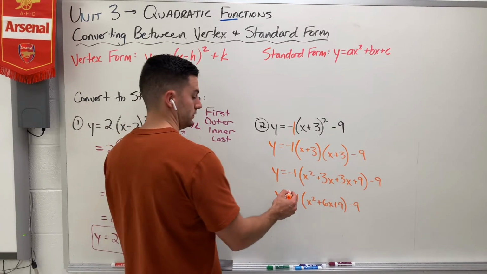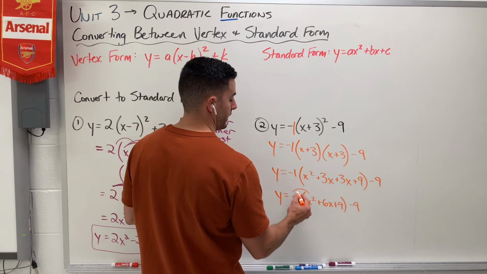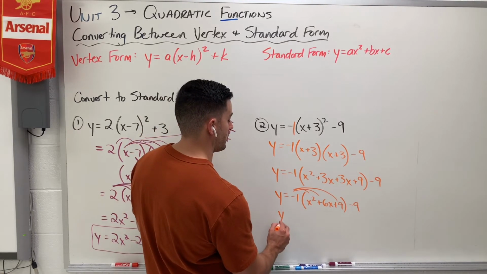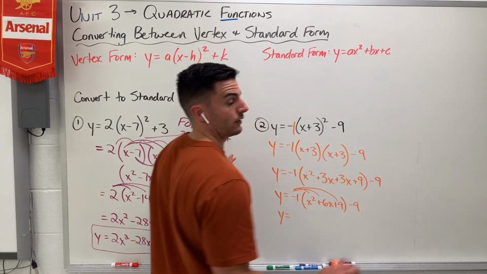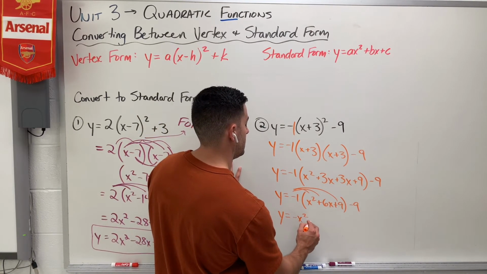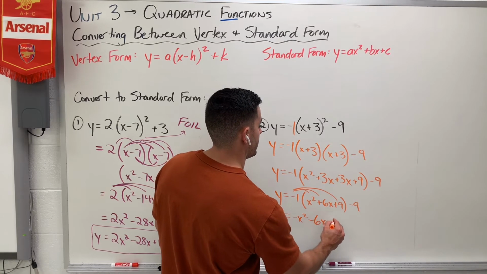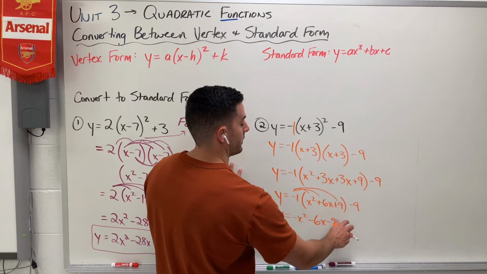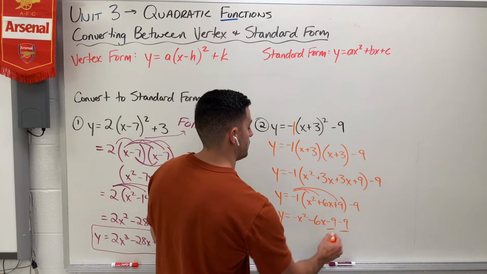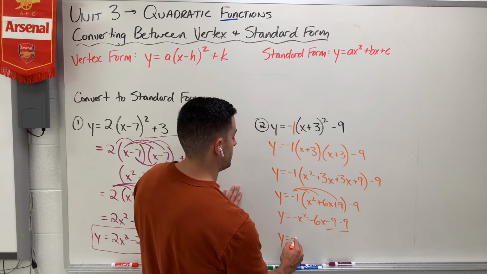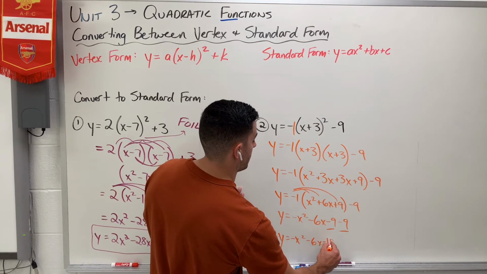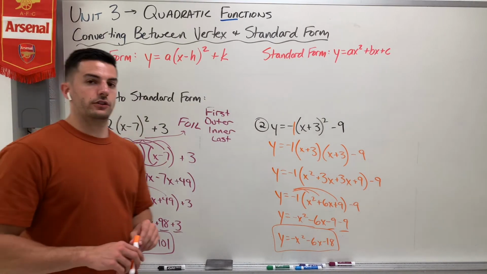And then, just like before, I would distribute this -1. So it would be basically changing all these signs, and they're all positive, so it would be making them all negative. So it would be -x squared minus 6x minus 9, and then another minus 9 from that outside one right there. And then the very last step is to combine those two minus 9s. So it'd be -x squared minus 6x, and that would give me a -18. So there is the standard form.